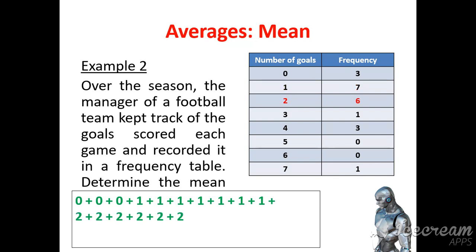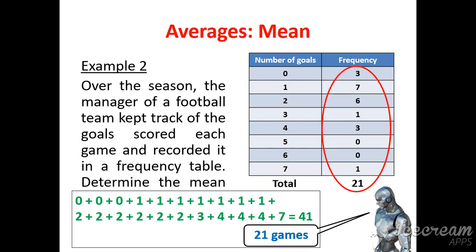There were 6 games where we scored 2 goals. So I've added up 2 plus 2 plus 2 plus 2 plus 2. I think I got that right. There was 1 game where we scored 3 goals, so I've added 3. There were 3 games where we scored 4 goals, so I've added 4 plus 4 plus 4. There were no games with 5, no games with 6, and there was 1 game where we scored 7 goals, so I've added 7 goals. So if I add that all up, I get a total of 41 goals. So I've added up all my numbers to get 41.